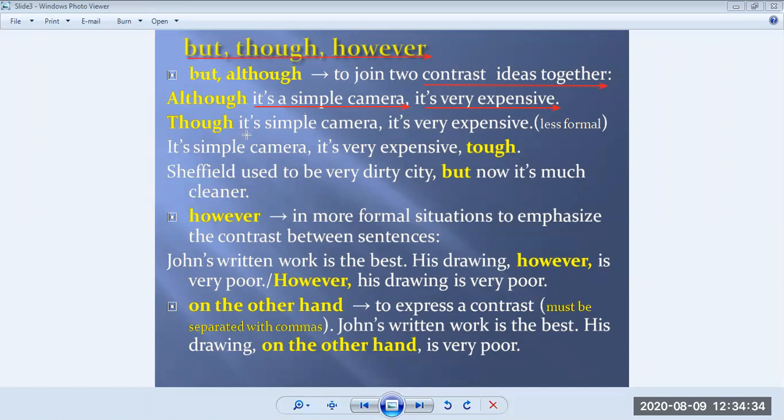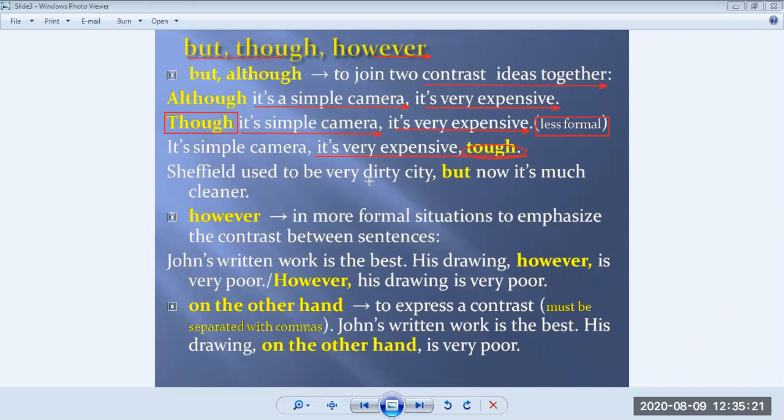For example here, though it's a simple camera, it is very expensive, the same sentence. But if you see this, though over here is less formal than although. Otherwise, they have a similar meaning, okay? In a less formal way, we can use though, but in a more formal way, we can use although. So it is a simple camera. It's very expensive, though. In the usage of though, you see that we use it at the end of the sentence. It is a simple camera. It is expensive, though.